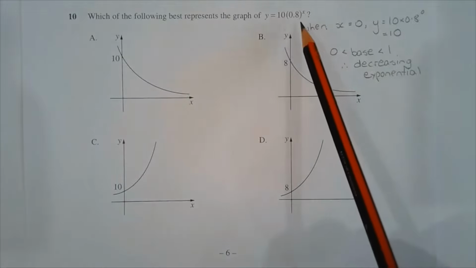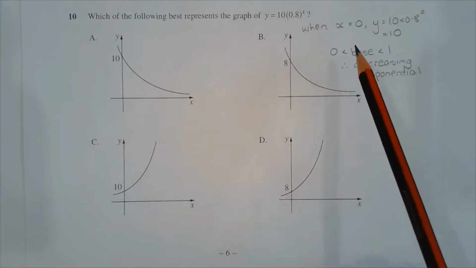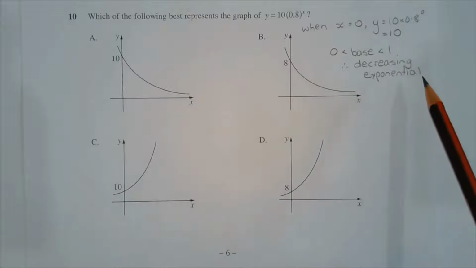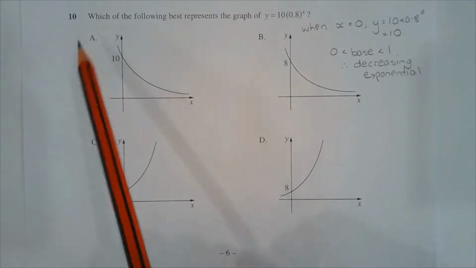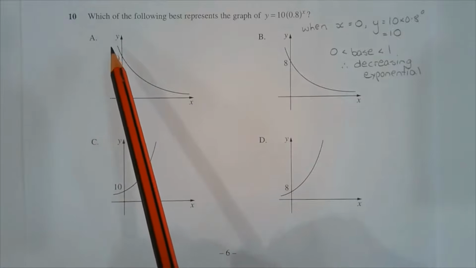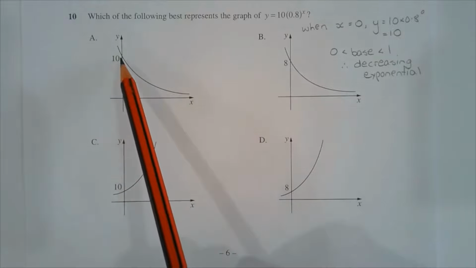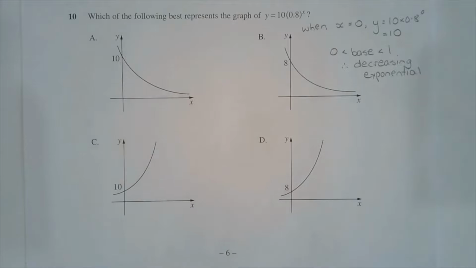Next, consider the value of the base. Because the base is between 0 and 1, this is a decreasing exponential graph going from left to right. So out of A or C, option A shows a decreasing exponential graph with a y-intercept of 10. Therefore, the answer is option A.